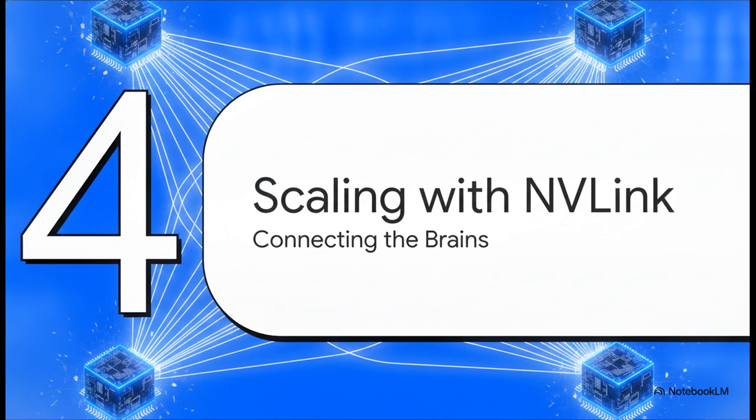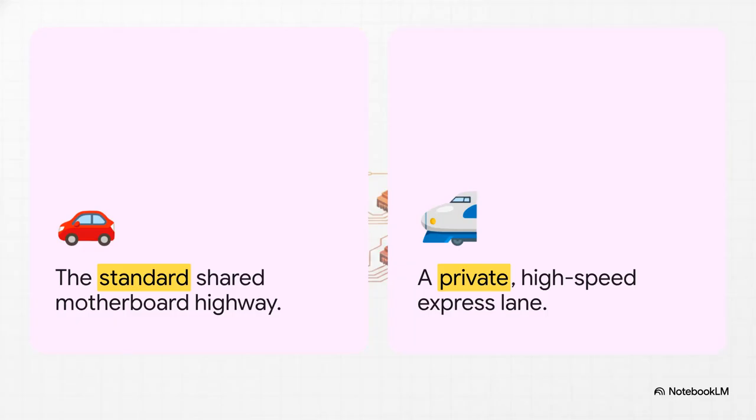Finally, let's wrap up with Section 4, Scaling Up with NVLink. What happens when one ultra-powerful GPU still isn't enough? This is the point where physical connections become your biggest bottleneck. Traditionally, a GPU connects using PCI. You can think of PCI as the standard shared motherboard highway. It's broadly compatible, and it's great for general data movement.